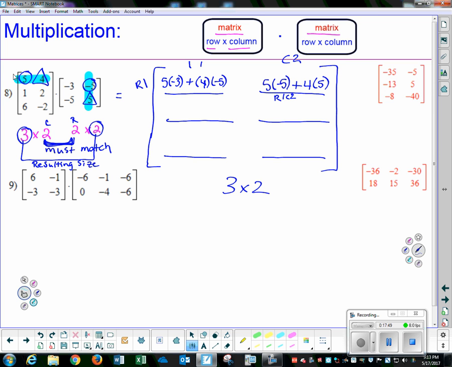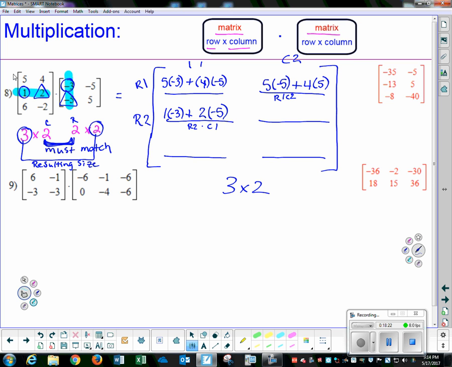Okay, now I'm going to move down to row 2, and this is column 1. So this would be row 2 times column 1. Row 2, which is this one, times column 1. I'm going to take 1 times -3, added with 2 times -5. I move over in the row and down in the column, and put those numbers together.